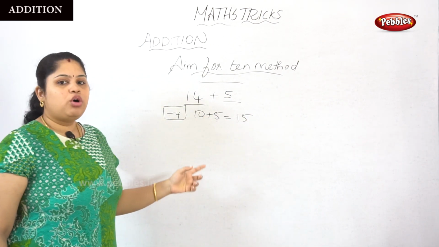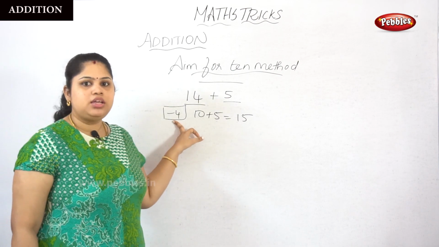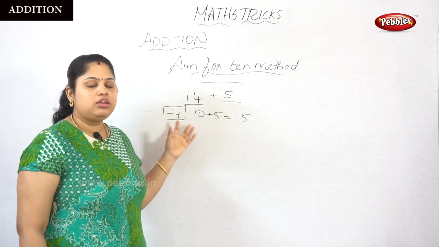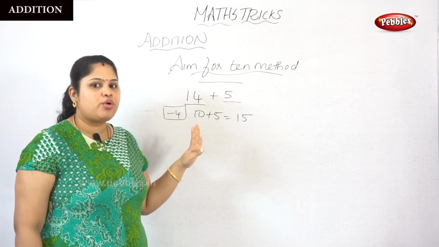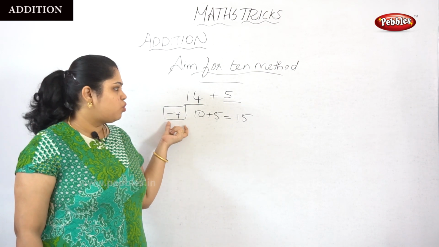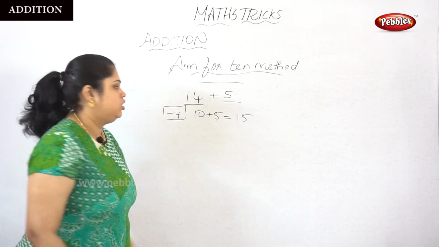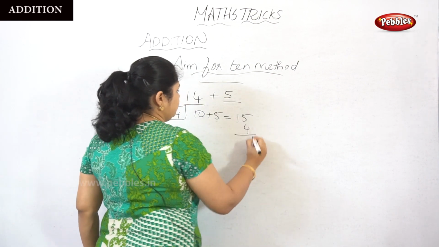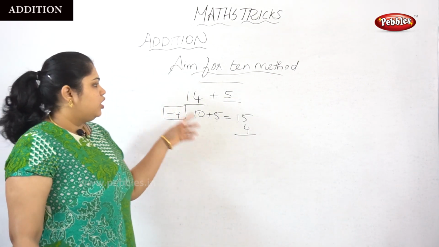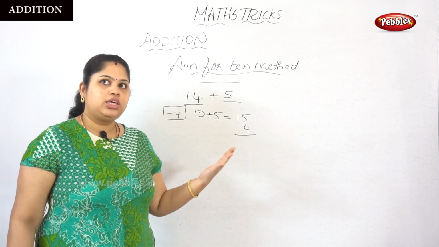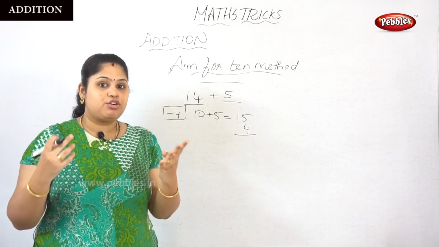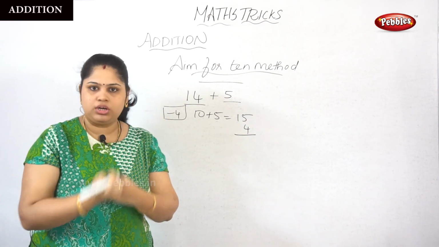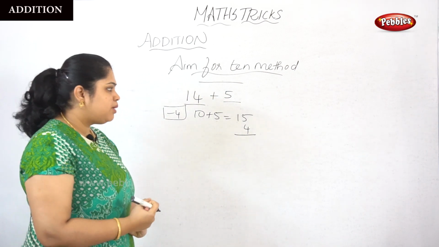Don't forget we have a remainder, a 4. We want to do a calculation, so addition. 15 plus 4, don't leave your finger. 16, 17, 18, 19. Don't leave your finger. It's a very simple method.